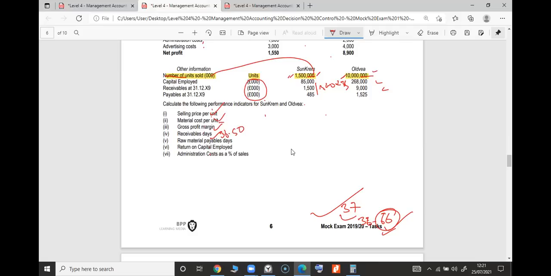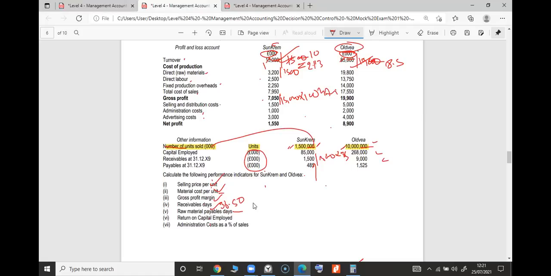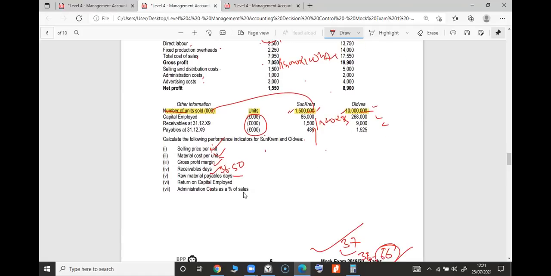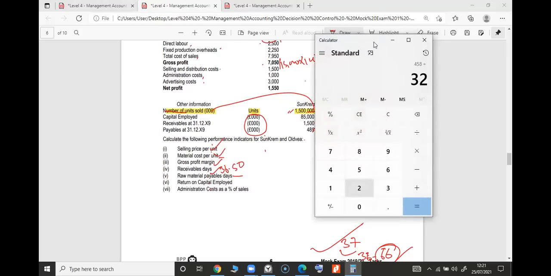Thank you. Payables days. Payables divided by material payables days, isn't it? We just look at the material. We do have a material: 3,200. Yeah. So 485 divided by 3,200 times by 365. I'm going to do it on the screen as well. 485 divided by how much? 3,200. Yeah. Thank you, Ahmed. Times by 365. What did you get?